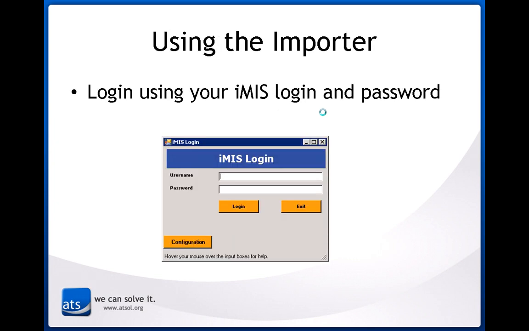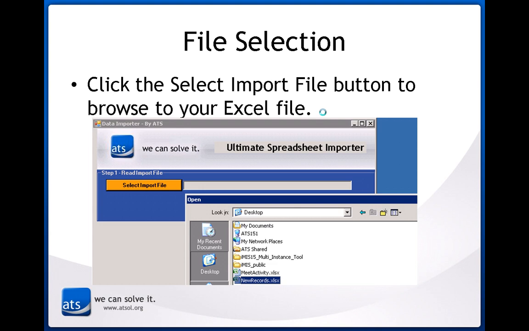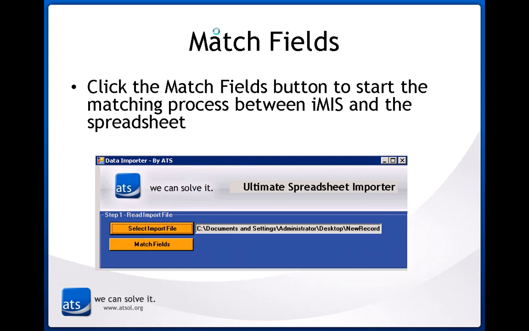Using the importer is also very simple. First, you'll log into the importer tool using your iMIS login and password. Next, you'll select the file that you would like to import with a simple browser. Next, you're going to match the fields, so click the Match Fields button.